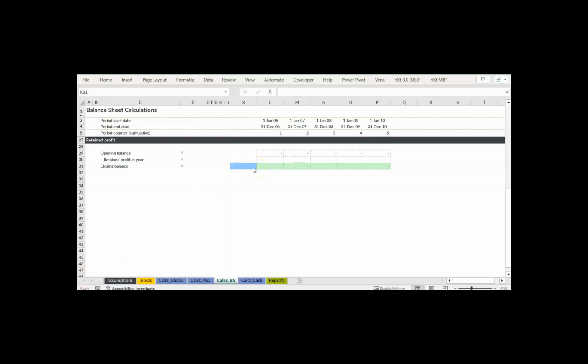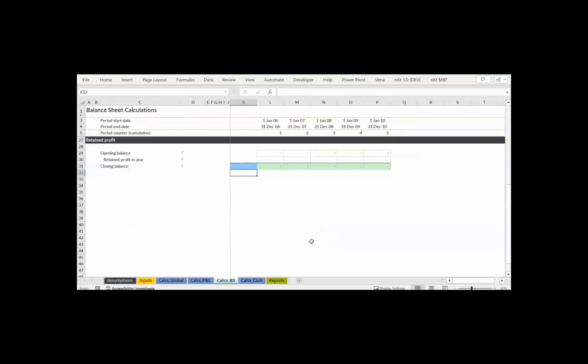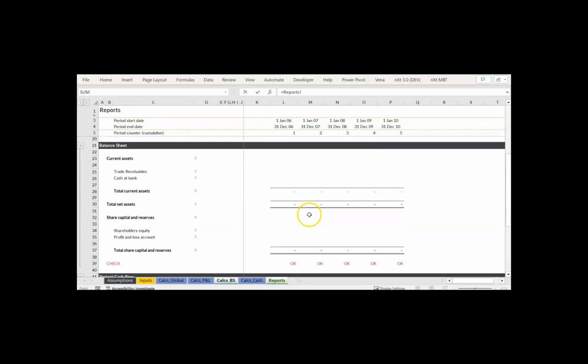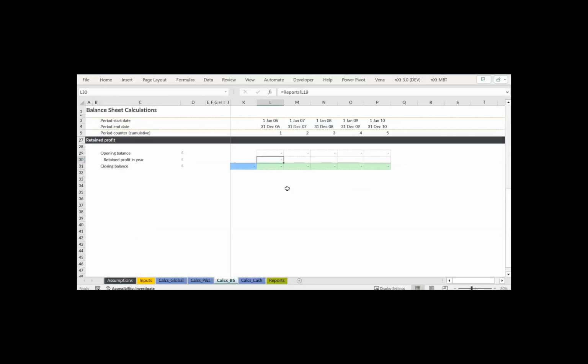The first thing we need to do is link up the opening balance in the period prior to the timeline start date. This links up to one of our opening balance inputs. As you can see in this example, it's 0. We then need to link the movement in the year to the profit after tax value in the profit and loss report. Then we need to link the closing balance to the balance sheet.